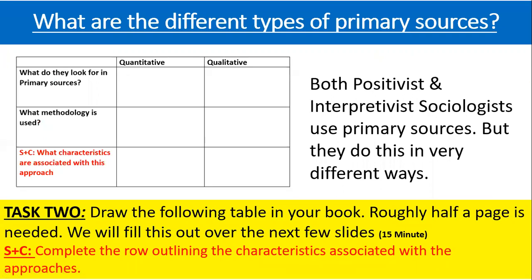So for task 2, if you could perhaps draw out the table that you can see on the left-hand side, because we're going to identify the different types of primary sources now, both from the positivist and quantitative approach, and also those from an interpretivist and qualitative approach. And as a stretch and challenge, any characteristics you associate with the approach, just write them down, but we're not necessarily going to directly go through them. So maybe pause the video, just give yourself a bit of time to write these down. Right, so let's go through that.